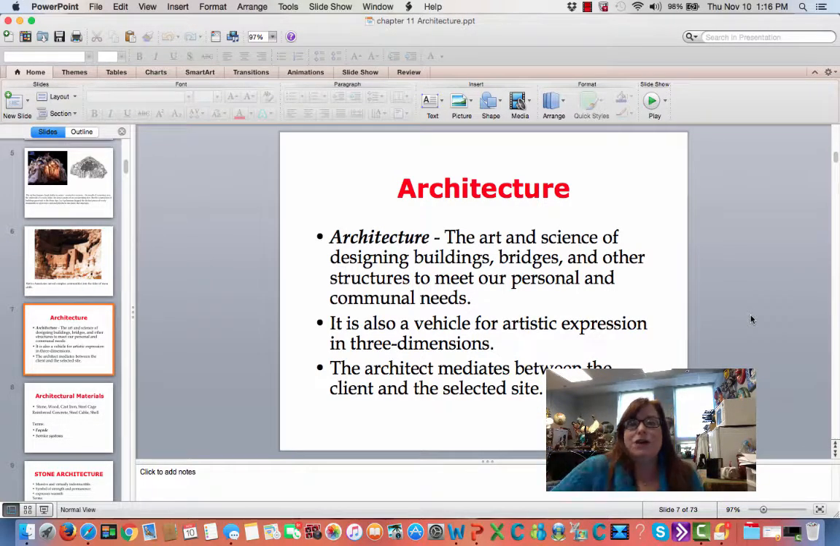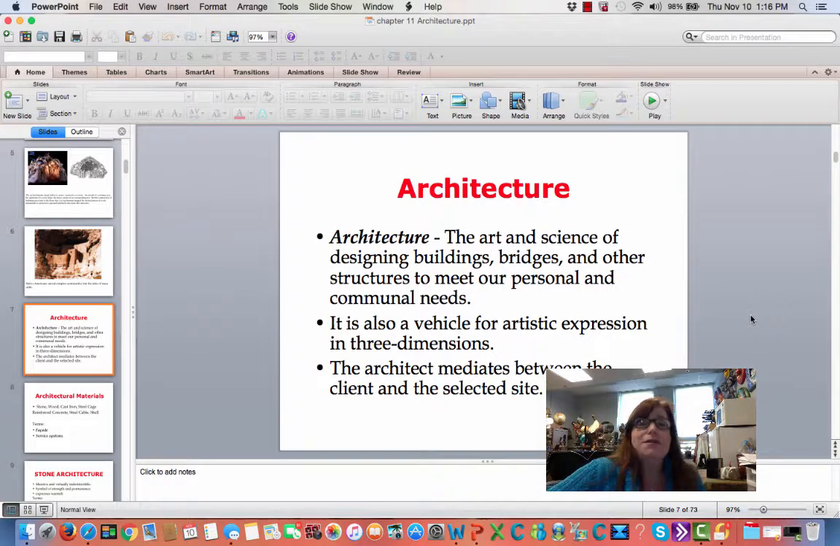So architecture, our textbook definition. Architecture is the art and science of designing buildings, bridges, and other structures to meet our personal and communal needs. It is also a vehicle for artistic expression in 3 dimensions.